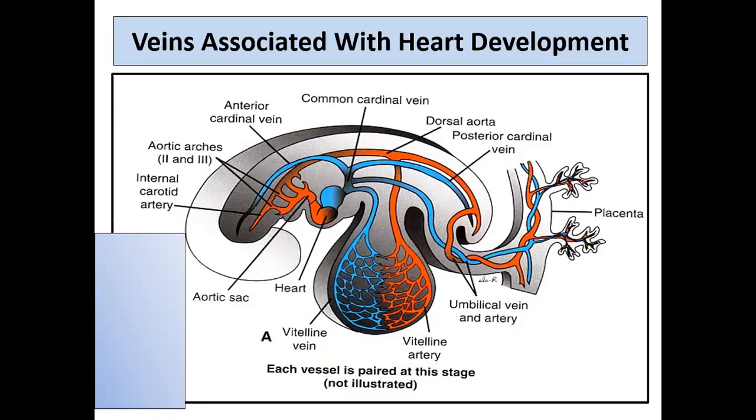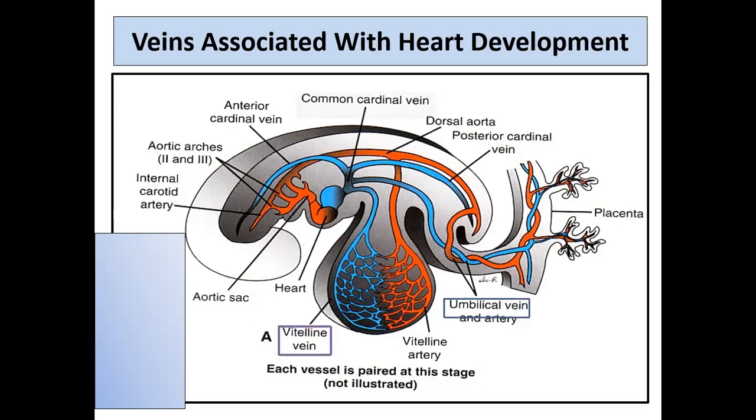You can see aortic arch 1 and 2, and the internal carotid artery. You can see the heart where it is, and how it is forming the heart and aortic sac. So, ventral veins and ventral arteries. All these are the blood vessels associated with the development of the heart.